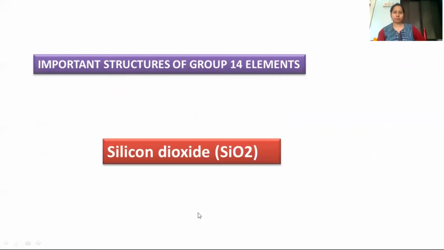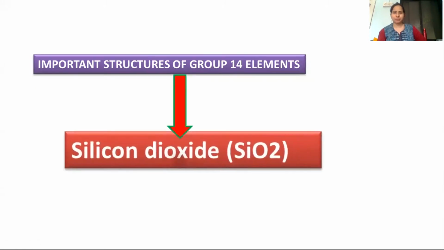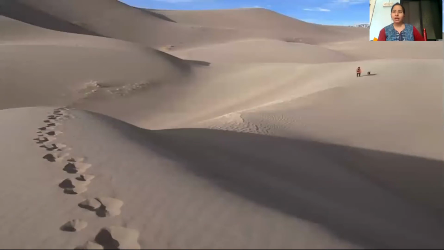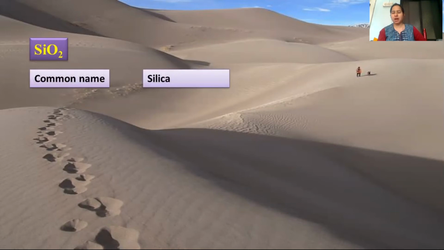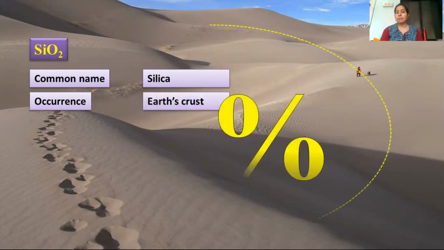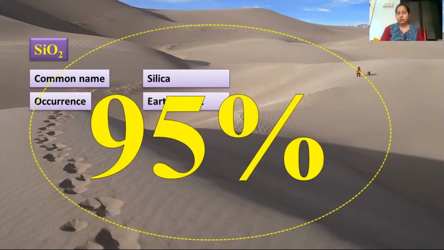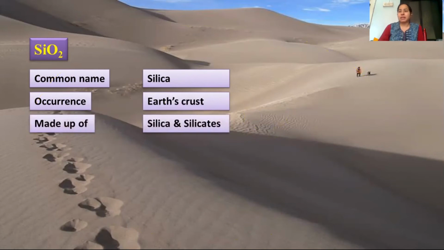Moving ahead, we are now going to study important structures of group 14 elements. The very first we have is silicon dioxide, SiO2. When I say silica, SiO2, you remember its common name is silica, and its chemical name is silicon dioxide. Occurrence: it is normally present in the Earth's crust. It is the second most abundant element that we know. In the Earth's crust, around 95% is sand, made up of silica and silicates.